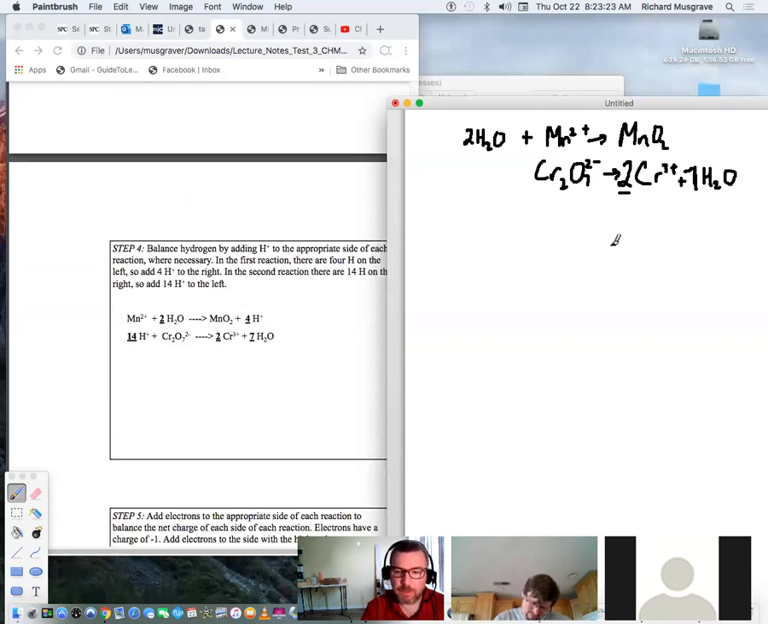The next thing we need to do is balance the hydrogens, and we do that by adding H+, because we're balancing for acidic conditions first here. On the reactant side, we've got 4 hydrogens, that's 2 H2Os, so that becomes 4H+ on the product side. On the other reaction with the chromium, we've got 14 H's on the product side, so we need 14H+ on the reactant side. That's 7H2O, that's 14 H's. Does anybody have any questions so far?